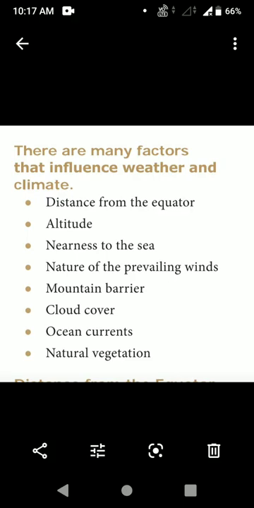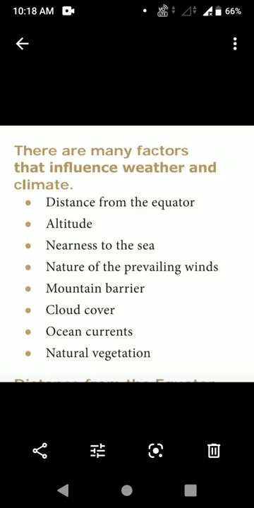Okay, this is a very important question. Sometimes they may ask for one word also. The study of weather is called a dash and the study of climate is called a dash. Okay, so the study of weather is called meteorology and the study of climate is called climatology.